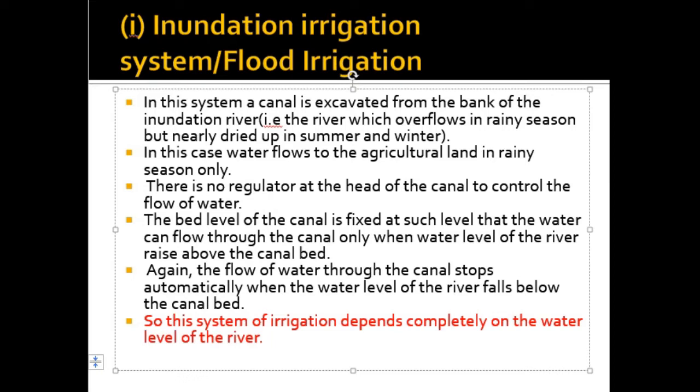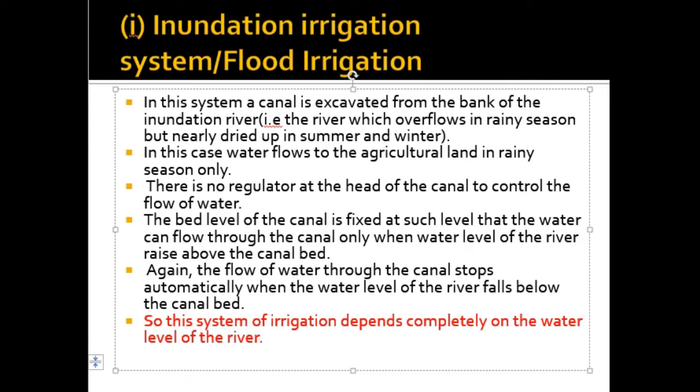First is our inundation irrigation system, also known as the flood irrigation system. In this system, a canal is excavated from the bank of the inundation river, that is, the river which flows in rainy season only, and is nearly dried up in summer and winter season.